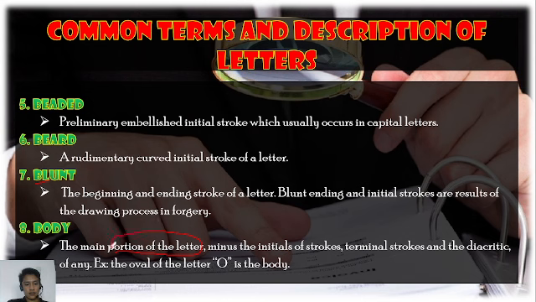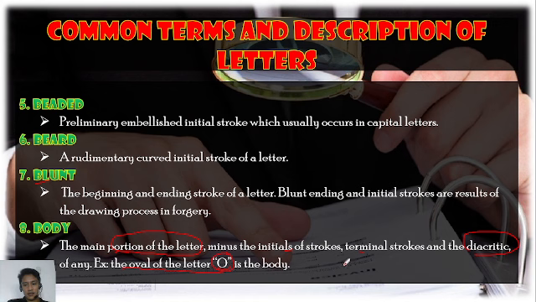Okay, excluding the initial strokes or terminal strokes, or excluding the diacritic of any letter. So meron pong nabigay na example dyan, is letter O. The body of the letter O doesn't have diacritics or any embellishment, so we are referring to the body of letter O as the oval itself.